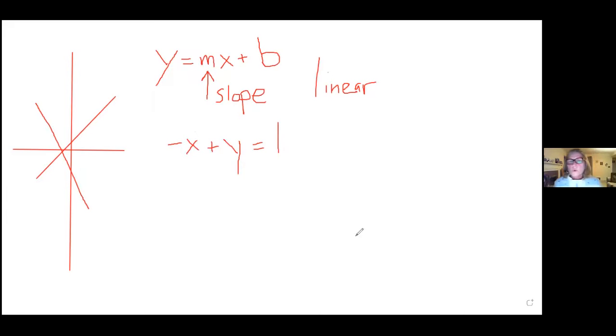So that's one equation, and we could write it to look like this if we wanted to. I'm just going to keep it in this form. And then we have another equation that looks like this: 2x plus y equals negative 2.